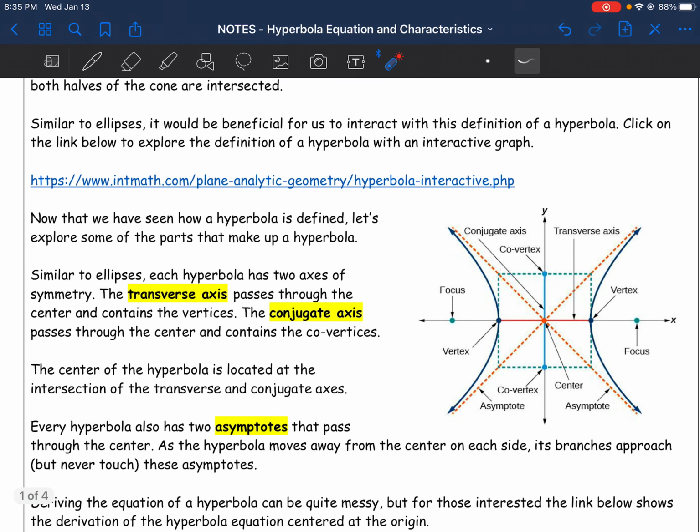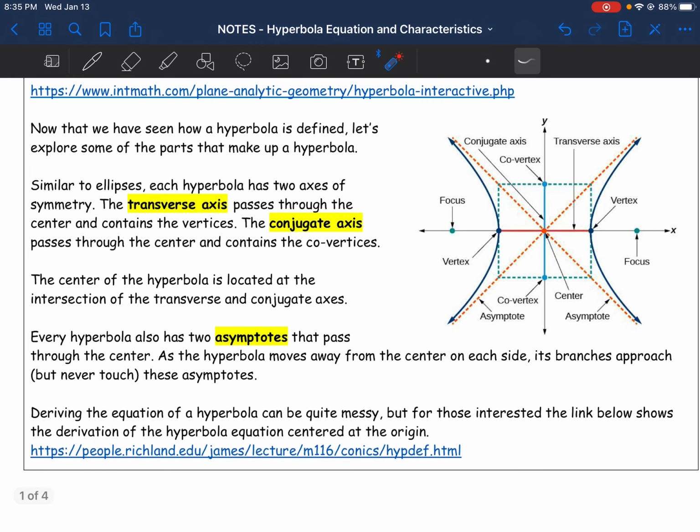So now that we've seen how a hyperbola is defined, let's explore some of the parts that make up a hyperbola. Similar to ellipses, each hyperbola has two axes of symmetry. We call these the transverse axis, which passes through the center and contains the vertices. So here, this is our transverse axis that I've highlighted in red. Notice the endpoints of the transverse axis are the vertices, and the vertices are on the hyperbola. Okay. Here in red, this is our hyperbola. So the transverse axis connects the vertices, goes through the center.